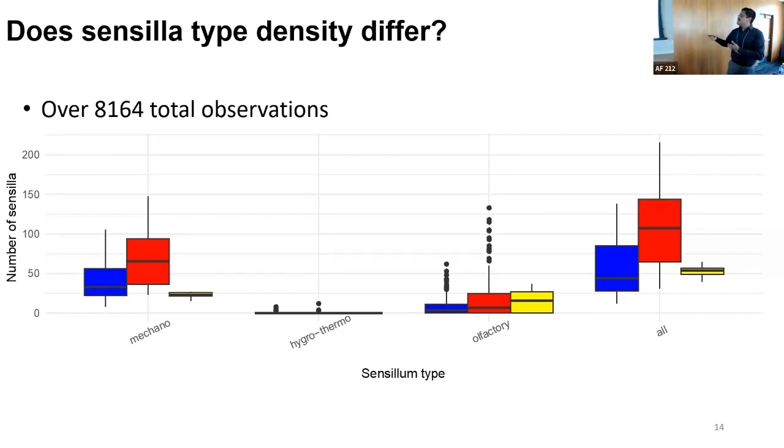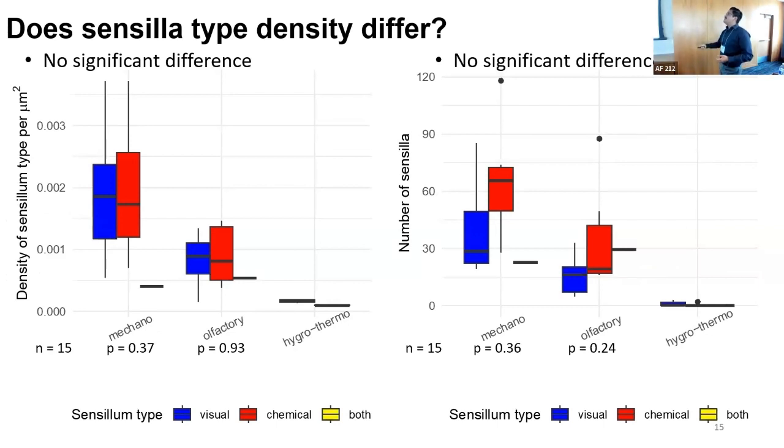There was a good amount of consistency as well, except that we weren't able to make any conclusions just because these were results coming from multiple samples of our species. So again, we had to take the averages using a phylogenetic corrected ANOVA. After doing that, we found that for the density of mechano and olfactory sensilla, there was no significant difference between visual and chemical signalers. And also for the number of mechano and olfactory sensilla, there is no significant difference between visual and chemical signalers as well.